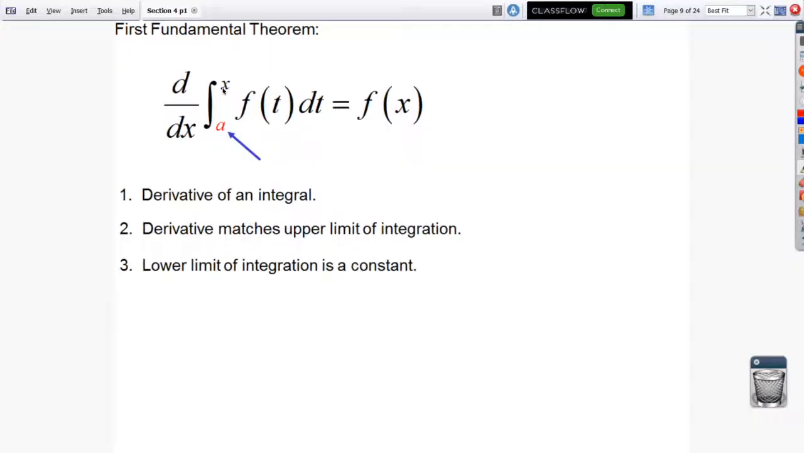Next, the lower limit has to be a constant. So we're looking for a derivative of an integral, the variable matches the upper limit, and the lower limit is a constant. Then we replace whatever the variable is inside of the integral with whatever that upper limit was. In this case, we took d/dx of the integral from something to x, so we replaced the t with an x.